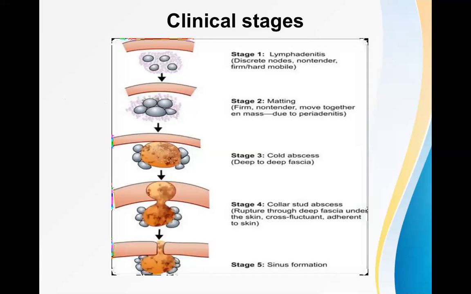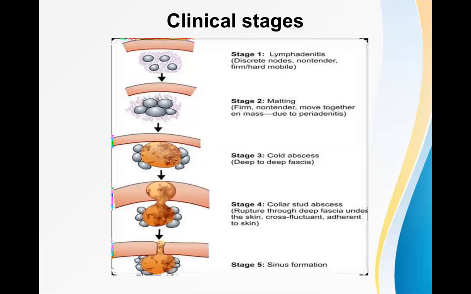What are the clinical stages of tubercular sinus formation? Very important question in the exam. So all of the students, please pay attention to your slide here. In stage 1, there is lymphadenitis, meaning inflammation of the lymph node. And when we palpate those lymph nodes in case of tuberculosis, now see here, what are the characteristic points? They are discrete, non-tender, firm and hard in the beginning, and later on they are matted.